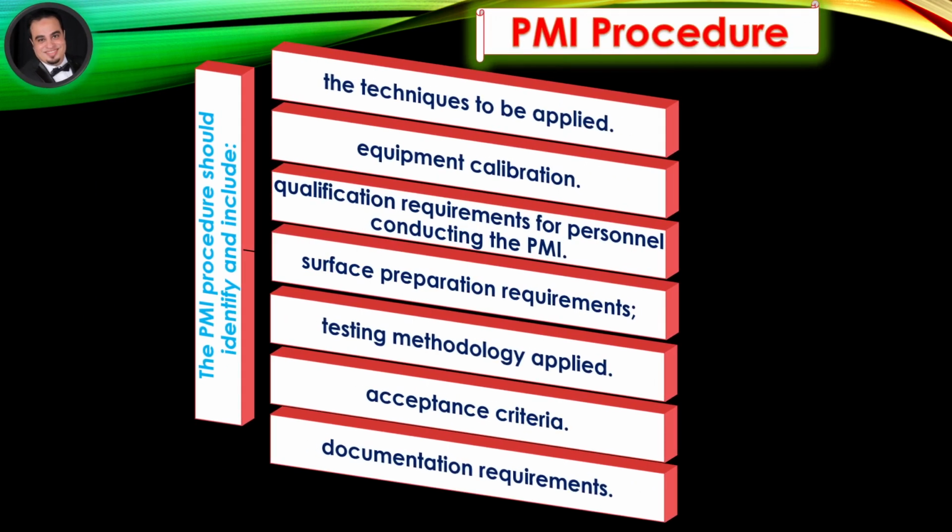Positive Material Identification Procedure. The positive material identification procedure should identify and include the techniques to be applied, equipment calibration, qualification requirements for personnel conducting the positive material identification, surface preparation requirements, testing methodology applied, acceptance criteria, and documentation requirements.